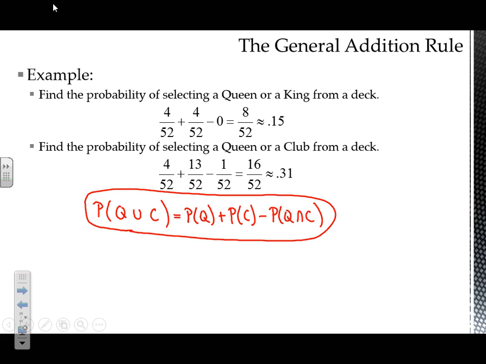Any questions on that general addition rule? So anytime you have the probability of one thing or another happening, it's always that general addition rule. So probability of one plus the probability of the other minus any overlap that they might have. Okay there?